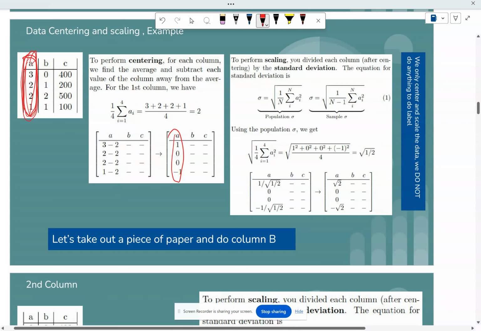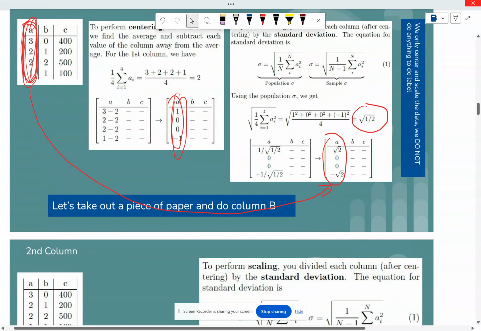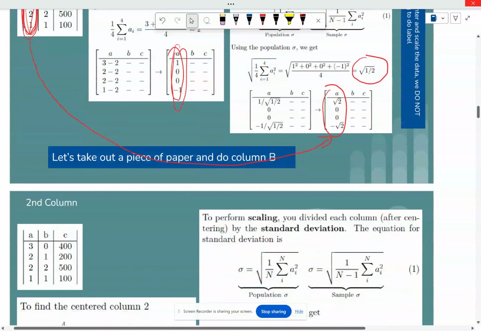So you can see here that the standard deviation, if you were to follow the equation, is square root of 1.2. So I take every value and divide by the standard deviation. This gives us the final result. So now we transform this into this, which as you'll see, all of them are going to be roughly the same size.